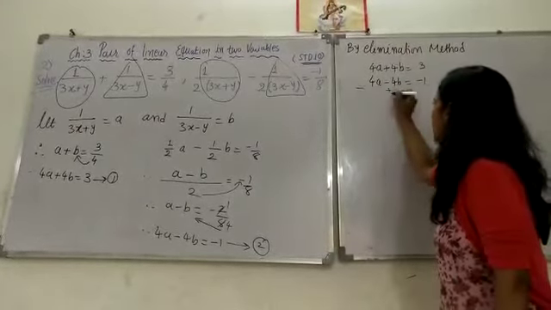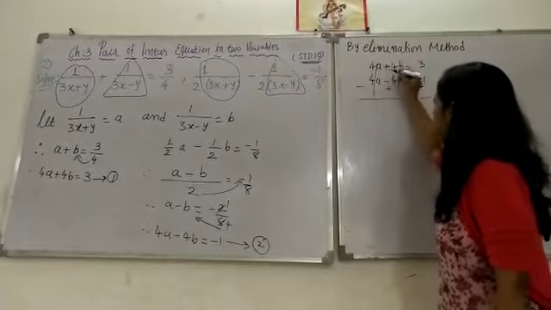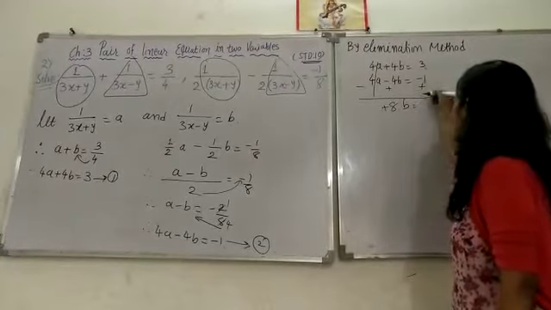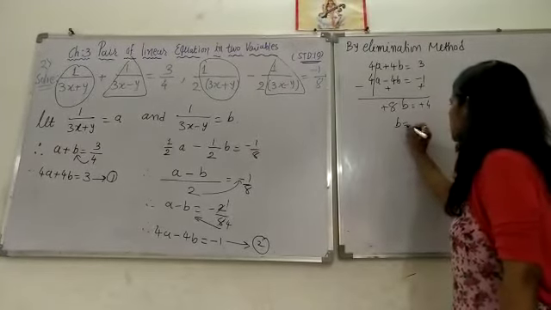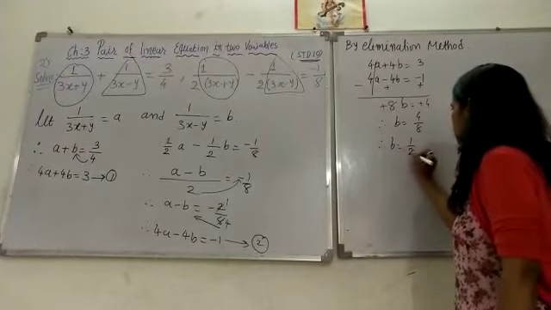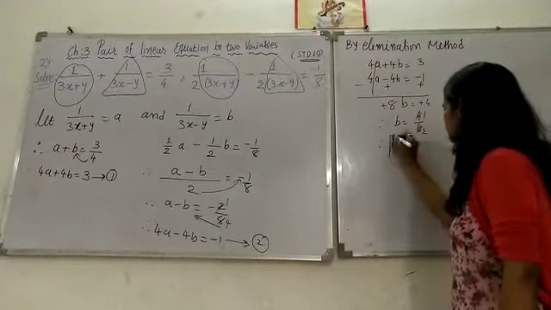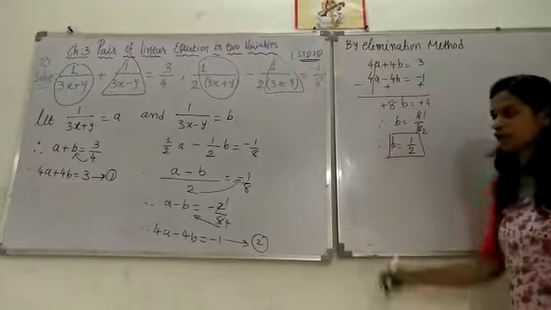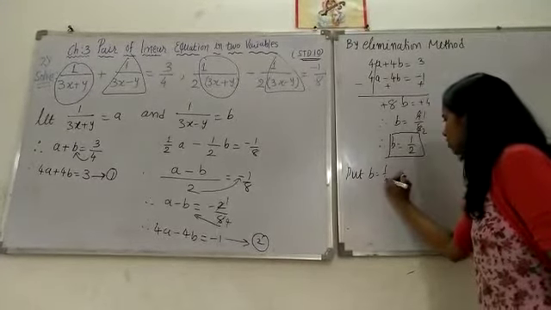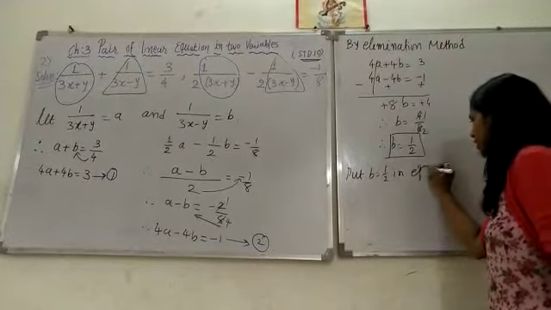Same sign, take its opposite sign. Cancel, plus plus plus, 4 plus 4, 8b is equal to 4 by 8. So your b is equal to 1 upon 2. Now put this value in one of them. So put b is equal to 1 by 2 in equation 1.